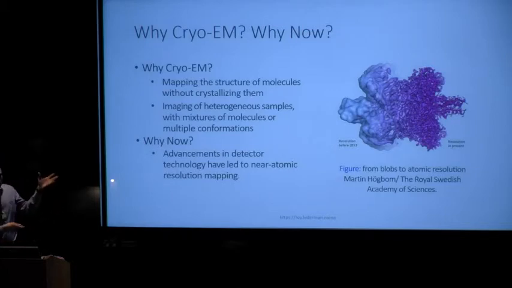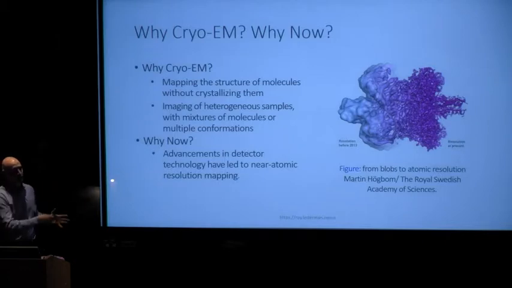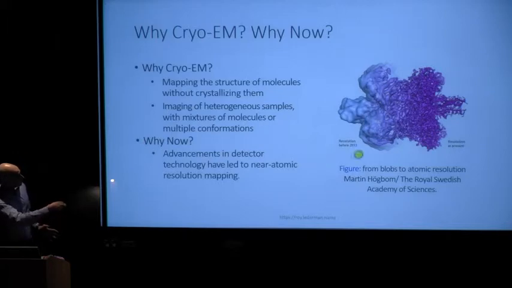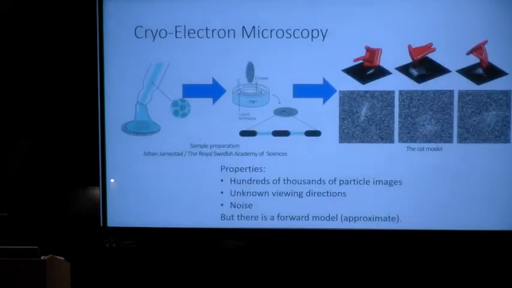This technology has been around for decades, but what happened in the last decade or so is that the advancement in technology, detector technology mostly, allowed us to get from what was a kind of blurry resolution maybe even 5 years ago to almost atomic resolution, where it really allows you to place each atom, basically. So how does it work?